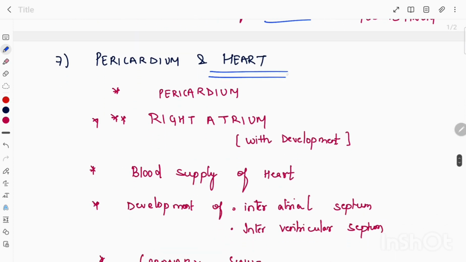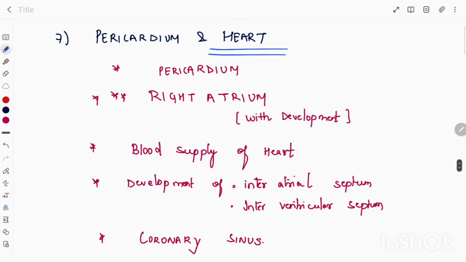Then very important, if you get a long question from the thorax region, then ultimately you will be getting it from the heart, that is the right atrium. All the right atrium things like its blood supply, and the development of the interatrial septum, these questions come very often. A very important long question from the thorax. Okay, and a short note can also come on the pericardium.